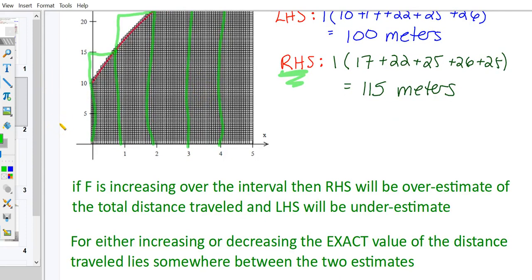For either an increasing or decreasing velocity function, the distance traveled is somewhere between those two estimates. And as we go on in this unit, we will get more specific on how we will get more exact values.